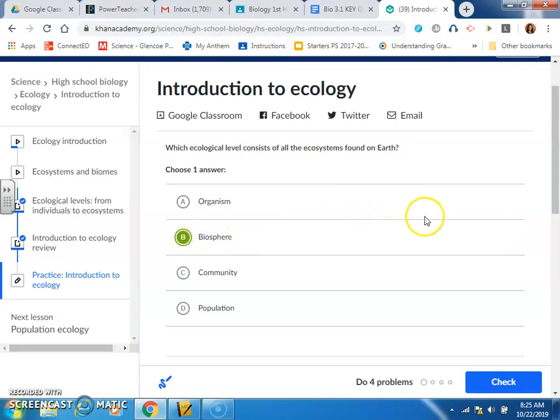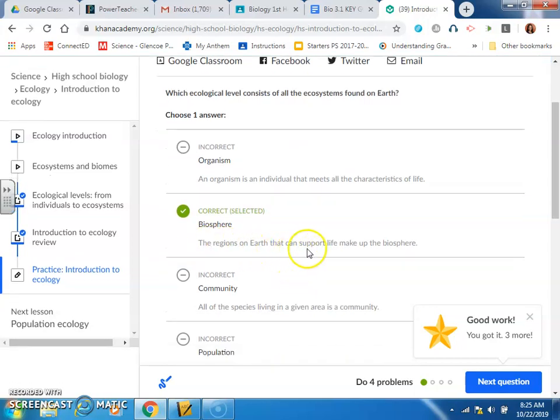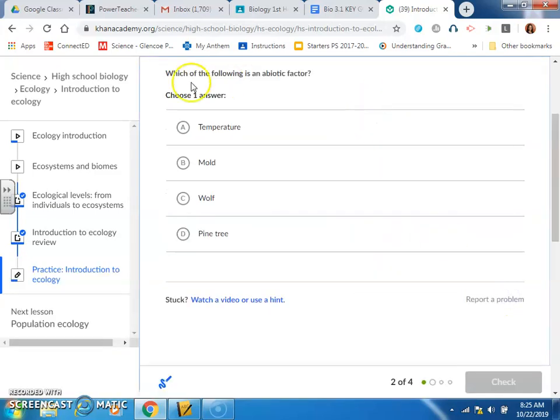I'm going to say biosphere, and then I'm going to check that answer, and it says I'm correct, okay? And then it says the regions on Earth that can support life make up the biosphere. So let's go to the next question. Next question, which of the following is an abiotic factor?